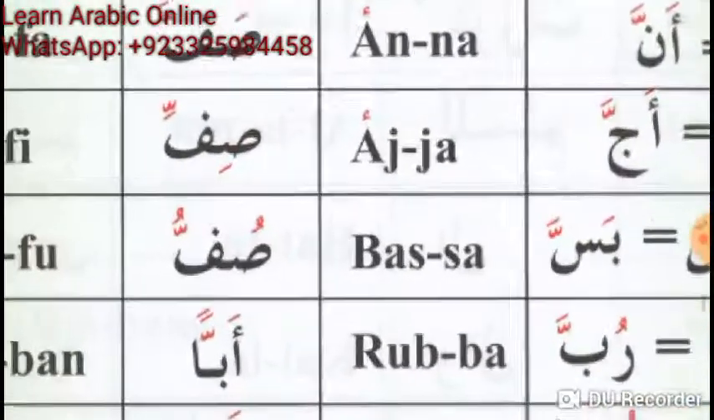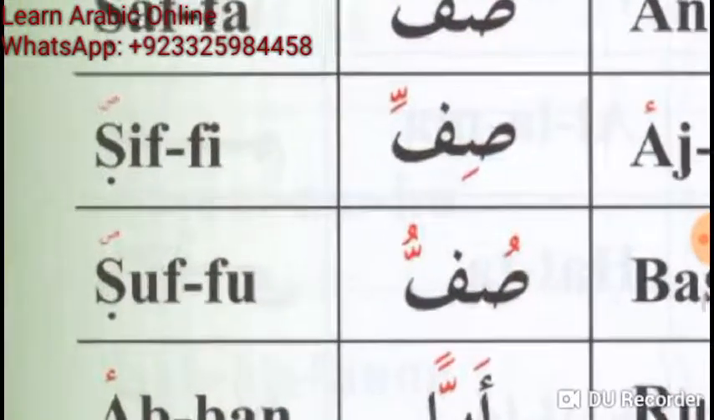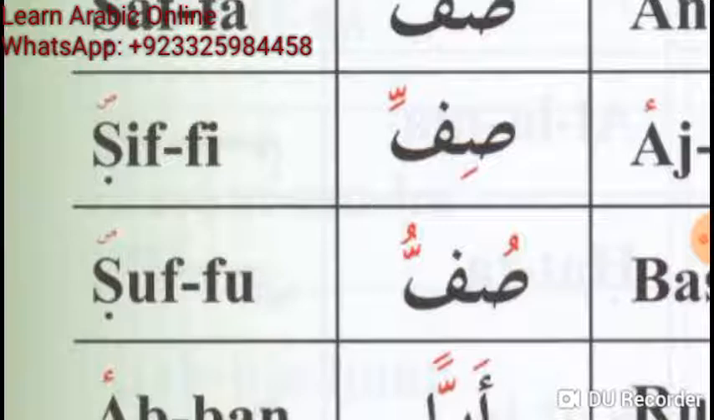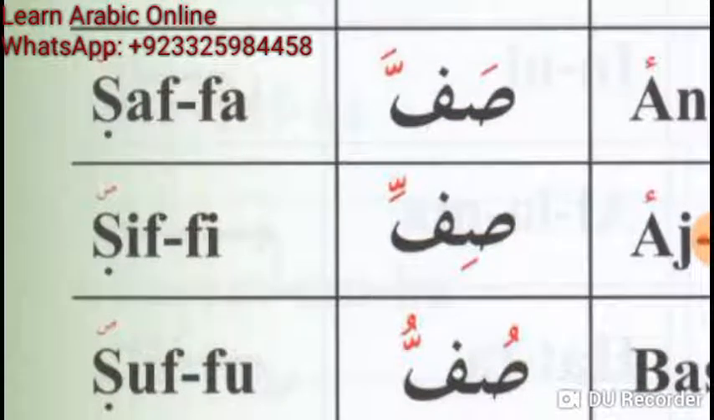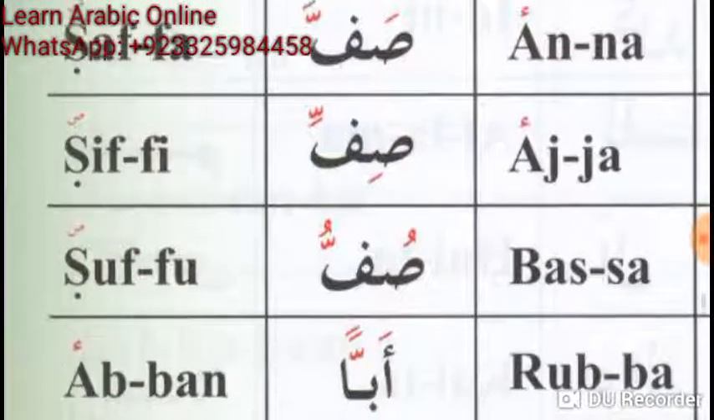This is a new thing, that's why you made a mistake here. You see sad, kasra, si, then fa, and on the fa you see a shadda, and under the shadda you see a vowel. Whenever this vowel is written under the shadda, it is called kasra. When it is written on the shadda, it is called fatha. Here it is written under the shadda, so this is kasra and we will pronounce it sifi. Okay, sifi.